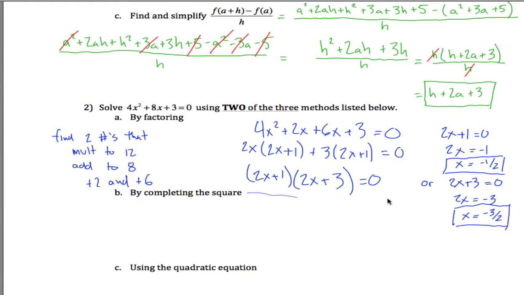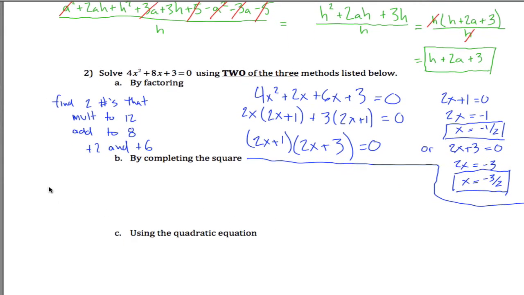Man, this is going to be easy to run out of room. Okay, by completing the square, 4x squared plus 8x plus 3 equals 0. Let's first make our leading coefficient a 1, divide both sides by 4. X squared plus 2x plus 3/4 equals 0.